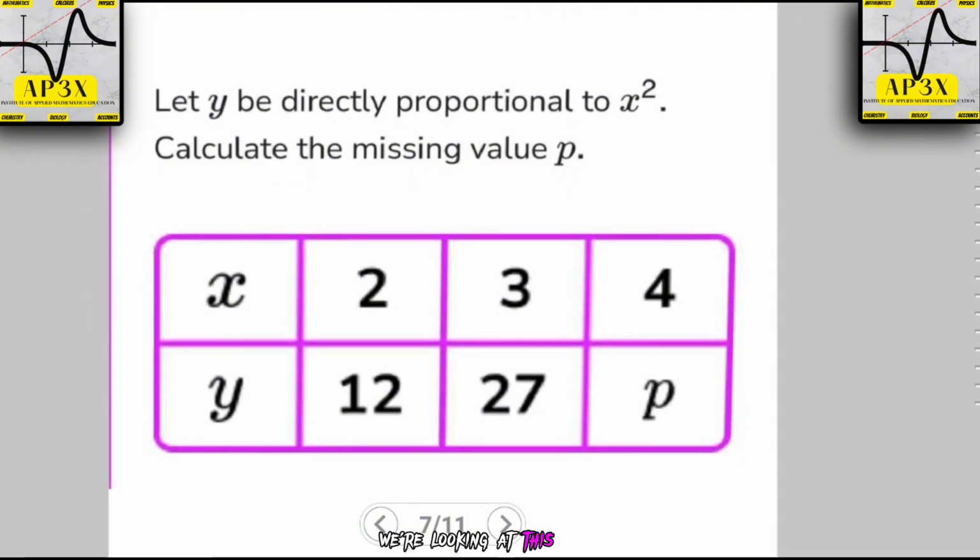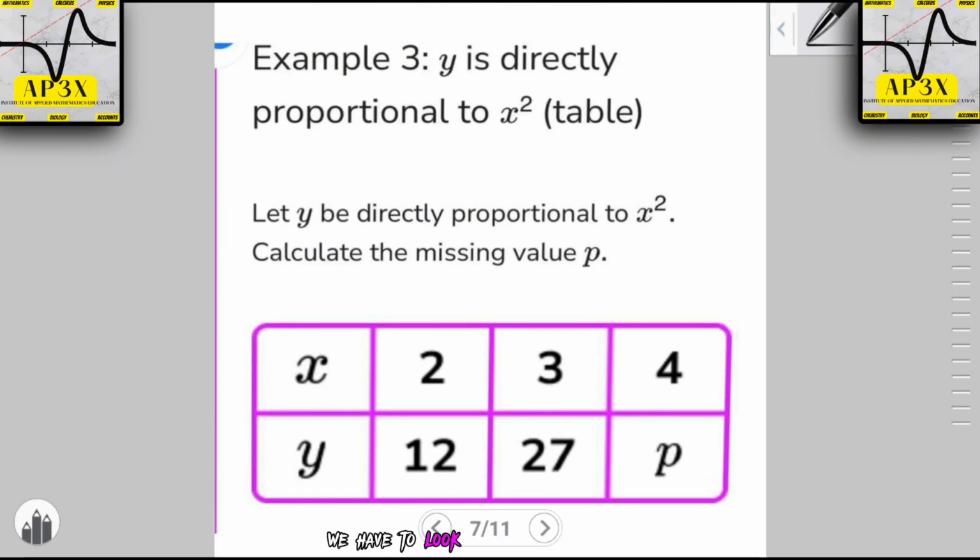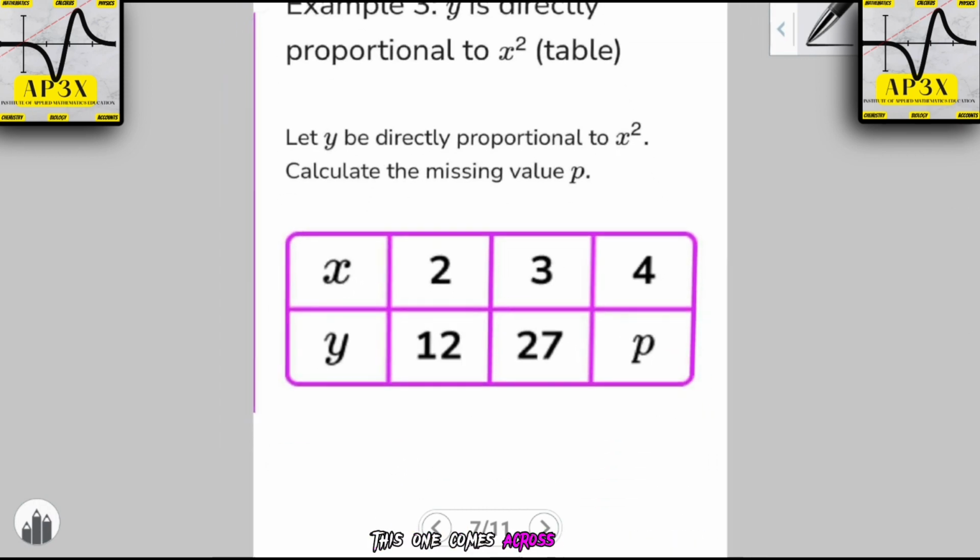This one comes up then, this particular table form. All right, we have to look out for the table ones as well, where there's a relationship between the letters. I tend to always give my students the table where there are always 2 missing values. This one comes across a little easier because there's only one value that you have to find here.